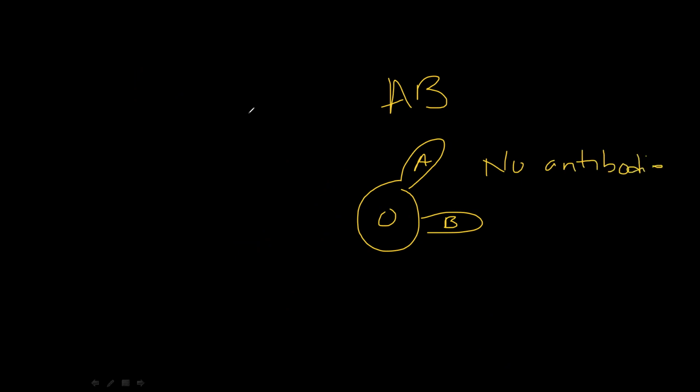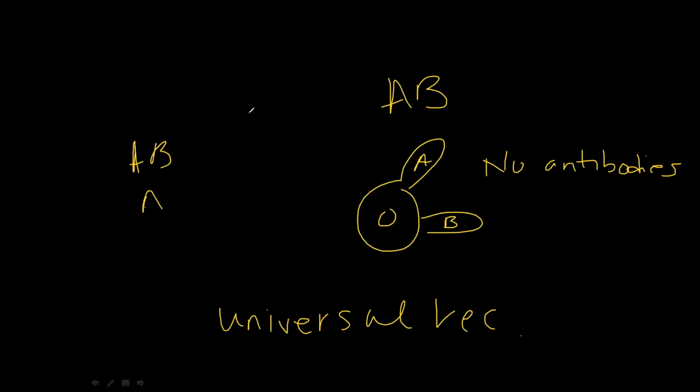So because of that, they are what is considered to be the universal recipient, meaning they can get blood from AB, A, B, and O. And we'll discuss that here in just a moment. But that's somewhat how it works.